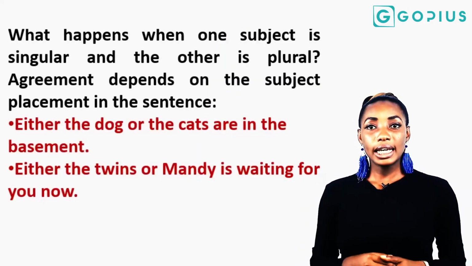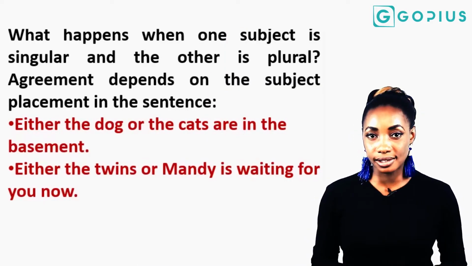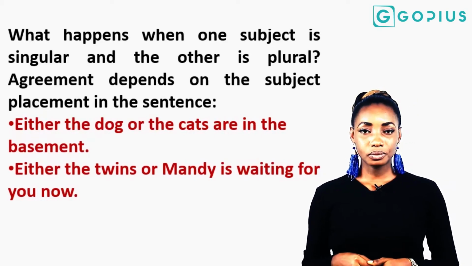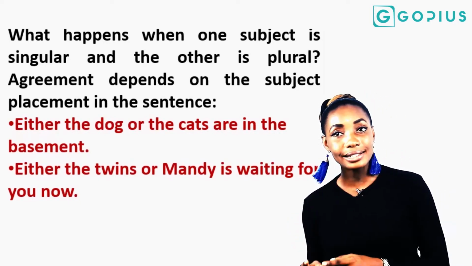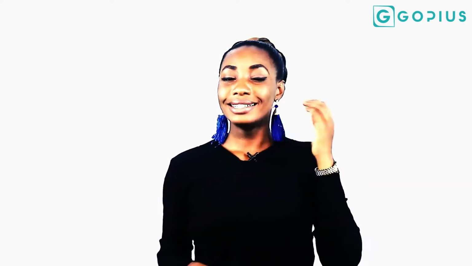For example, either the dog or the cats are in the basement. The dog is singular, but we didn't say either the dog or the cats is in the basement. We had to use a plural verb, because cats is plural, which is the one closest to the verb as arranged in the sentence. Okay? But this only applies to the use of either and or, neither and nor. Because you're separating the subjects, they are not being joined together.